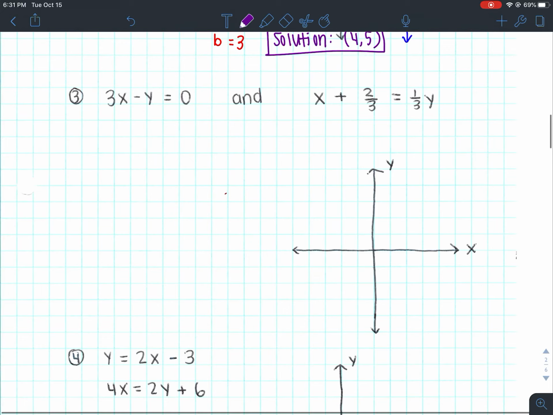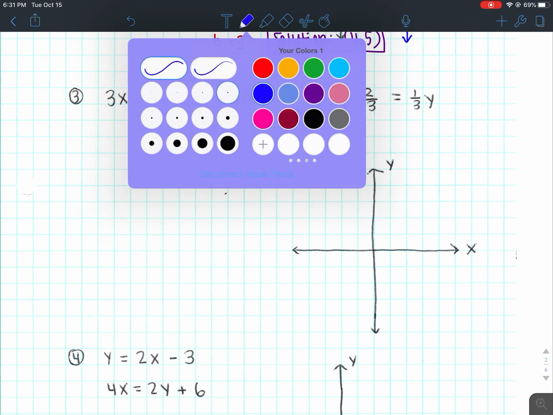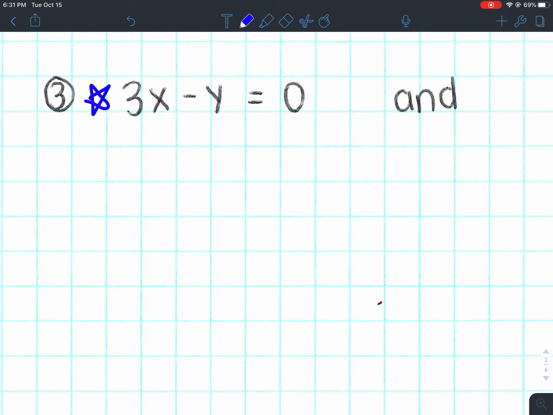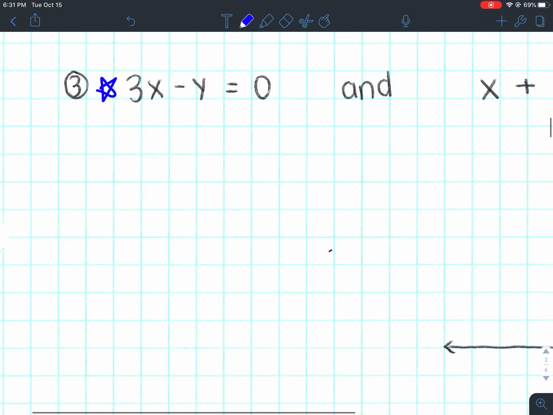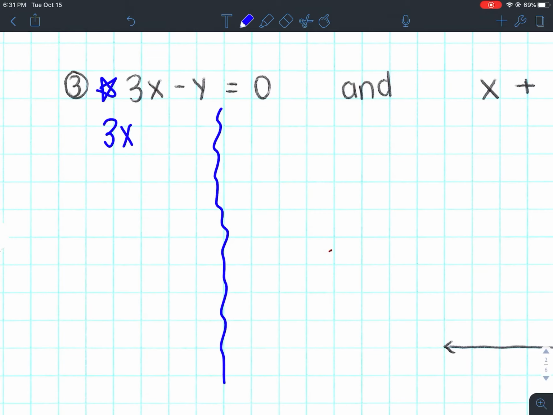All right, moving on. Number 3: 3x minus y equals 0, and x plus 2/3 equals 1/3 y. Okay, so let's do this one line at a time. Let's go ahead and do the first one over here. Well, we want y by itself, and there are actually 2 ways to do this. I'll show you both ways because sometimes some people think of the easier way.